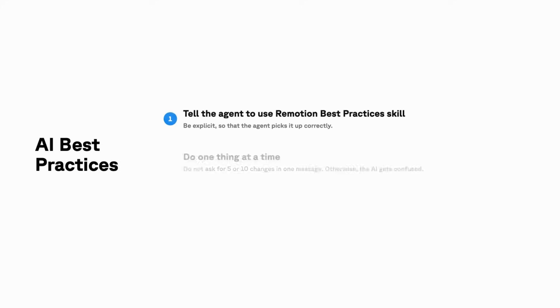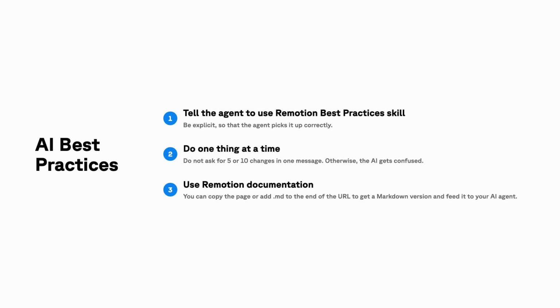3 simple rules to get the best results when building Remotion videos with AI. First, tell the agent to use Remotion best practices skill. Tell it explicitly so the agent picks it up correctly. Second, do one thing at a time. Don't ask for 5 or 10 changes in one message. And third, use Remotion documentation. You can copy the page or add .md to the end of the URL to get a markdown version and feed it to your AI agent.